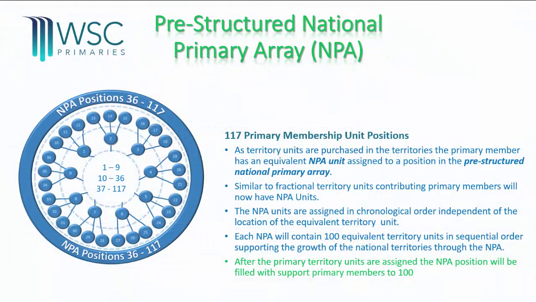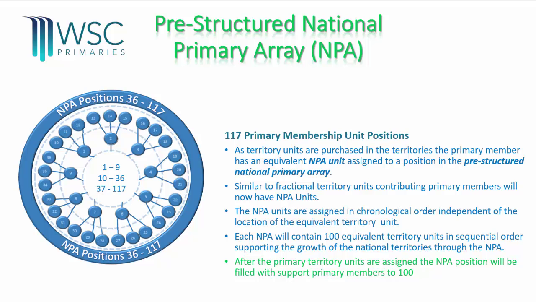So this is what the National Pre-Structured Array looks like. It consists of positions that are pre-structured and already in place. And they're put in place in a perfect 3x3 structure similar to the Worldwide Shoppers Club shared array. On the inside circle, there are 9 positions. In the middle, there are 27 positions. And then the band on the outside actually represents 81 positions. So altogether, there are 117 positions inside the National Primary Array.